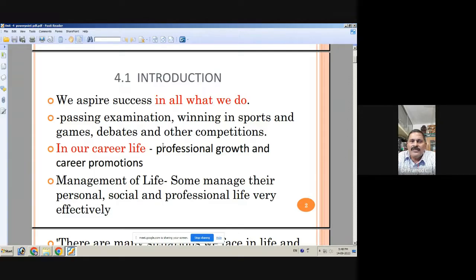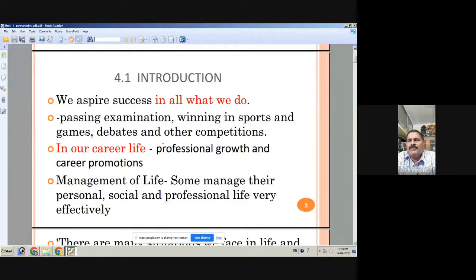And two brothers are there. One is a police officer and another is a dacoit. How is it possible? It is due to the motivational factor. It is due to the utilization or misutilization of intelligence. God has given us the power, but if we utilize our innate power properly, then we can achieve success in life. So definitely we aspire to success in all that we do.